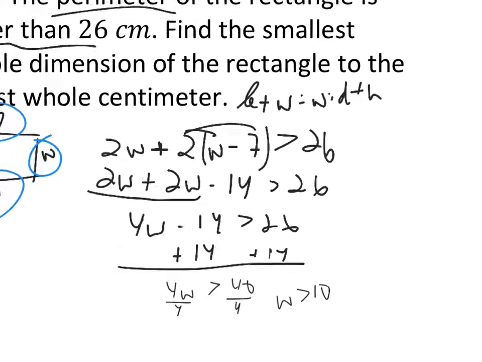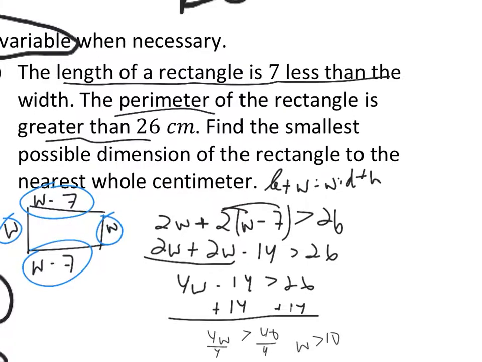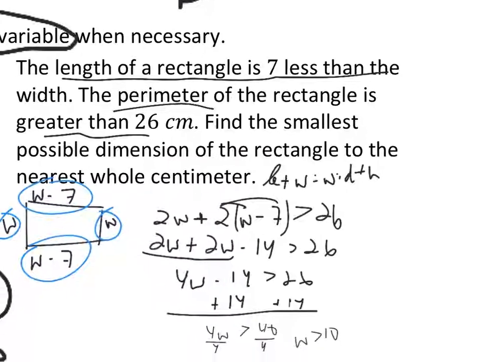And because it's a word problem, I've got to go back and remember what I'm working with here. So the length of the rectangle is 7 less than the width. Well, I found the width to be greater than 10. So the length in this case is going to be 7 less than that. Alright, find the smallest possible dimension of the rectangle to the nearest whole centimeter. So if W is greater than 10, anything greater than 10 would be 10.1, to the nearest whole centimeter, so we're going to call this 10 centimeters by, and 7 less than that, 3 centimeters.